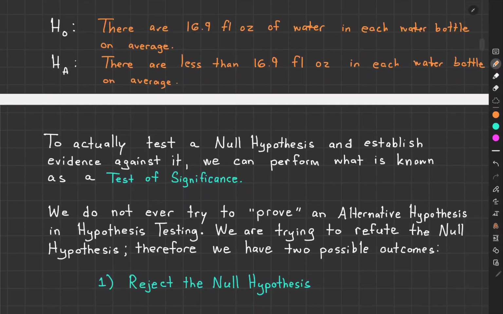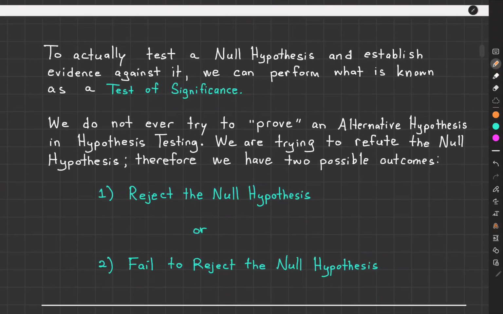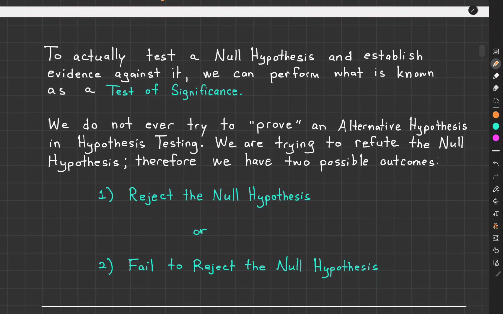So to actually now test a null hypothesis, we're going to try to establish evidence against it. So we can perform what's known as a test of significance or a hypothesis test. Now, we're not ever trying to actually prove an alternative hypothesis in one of these tests. What we're trying to do is refute the null hypothesis. So we're trying to refute the original claim. So therefore we have only two possible outcomes. Either we reject the null hypothesis, or we fail to reject the null hypothesis.